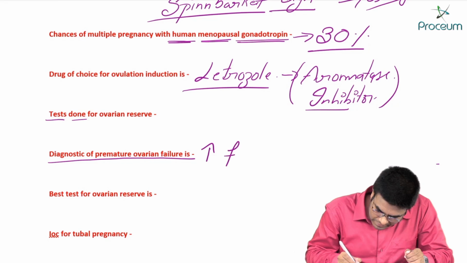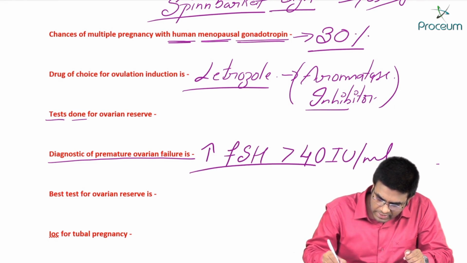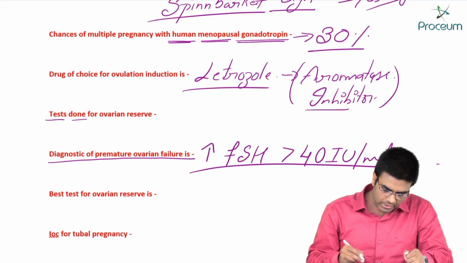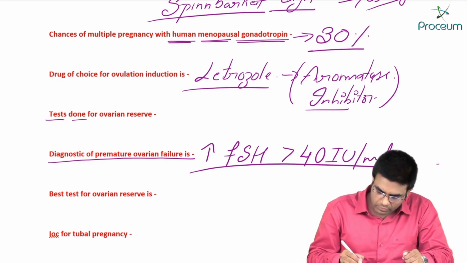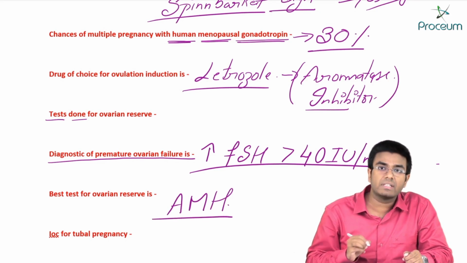Increased levels of FSH more than 40 international units per ml. So, this is the diagnostic for premature ovarian failure. Okay. Now, the best test for ovarian reserve, as we have already seen, is anti-Mullerian hormone levels.